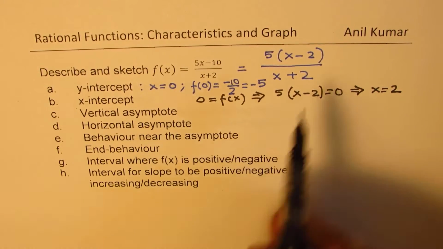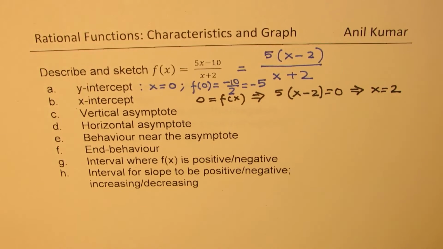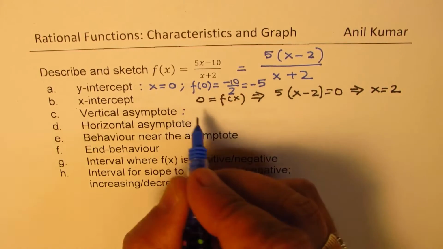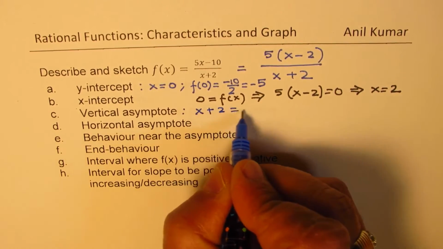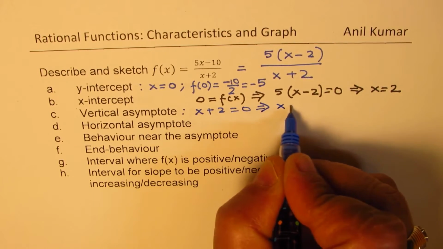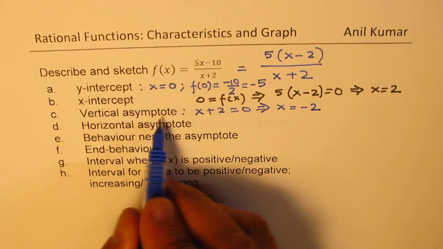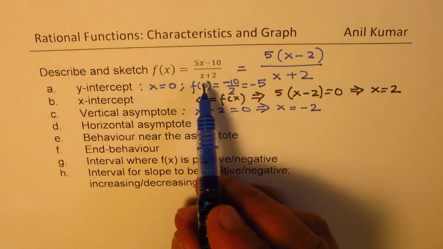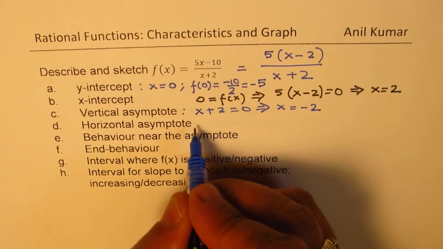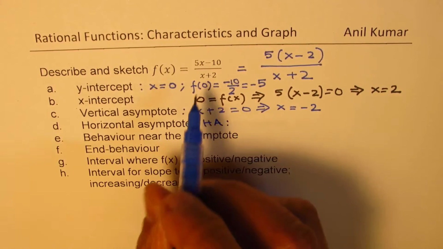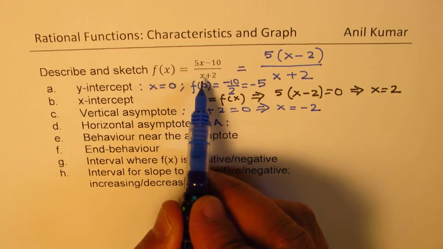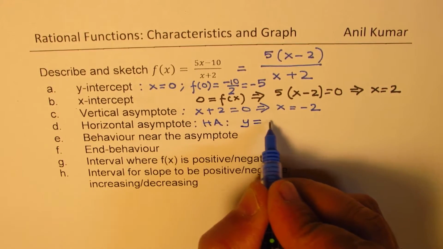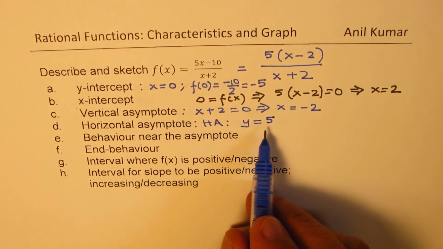Now the vertical asymptote. We do not have any common factor between numerator and denominator. So that will be the denominator being 0. That is to say, we can equate x plus 2 equals 0, and we get x equals minus 2 as the vertical asymptote for the given function. Horizontal asymptote. The degree of numerator and denominator is the same, and therefore the horizontal asymptote is equal to the ratio of the leading coefficients, which is 5 over 1. So the horizontal asymptote here is y equals 5 over 1, or y equals 5.